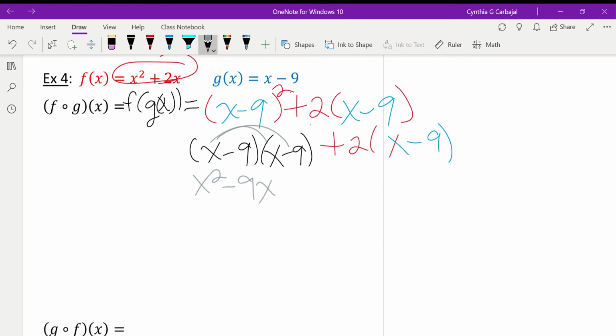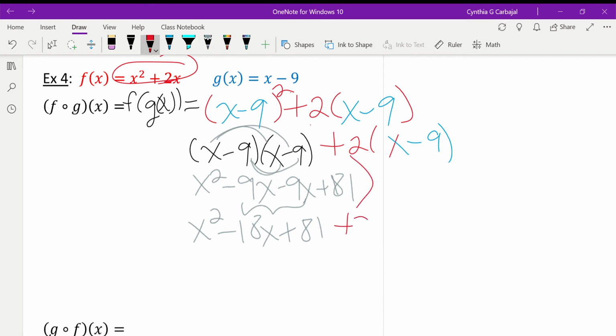Then move on to this negative 9 times this x, negative 9x. Negative 9 times negative 9 is positive 81. Wow, I was about to put 18. Sorry. These two will combine and I will have x squared minus 18x because they're both negatives. And then 81. Okay, so that takes care of this first part, multiplying the binomials. Then I'm going to move down the plus 2 that we have, and then the x minus 9. Alright, the next step in our order of operation would be multiplication before we can add or subtract.